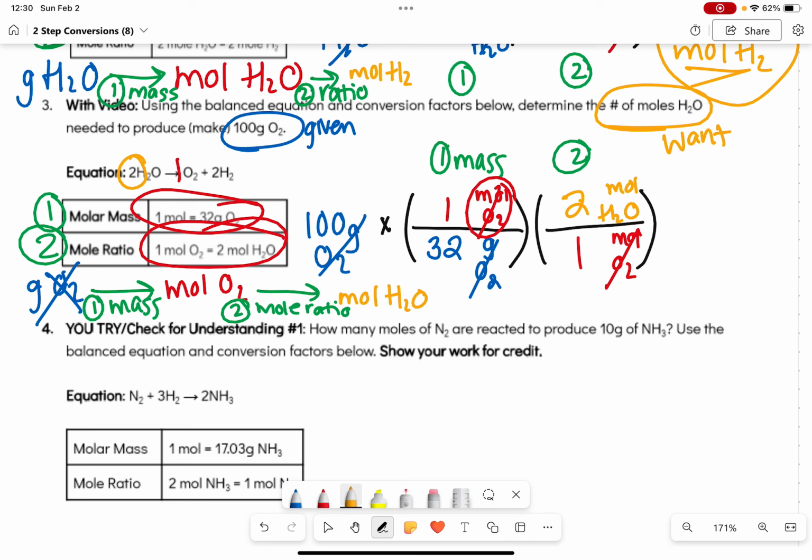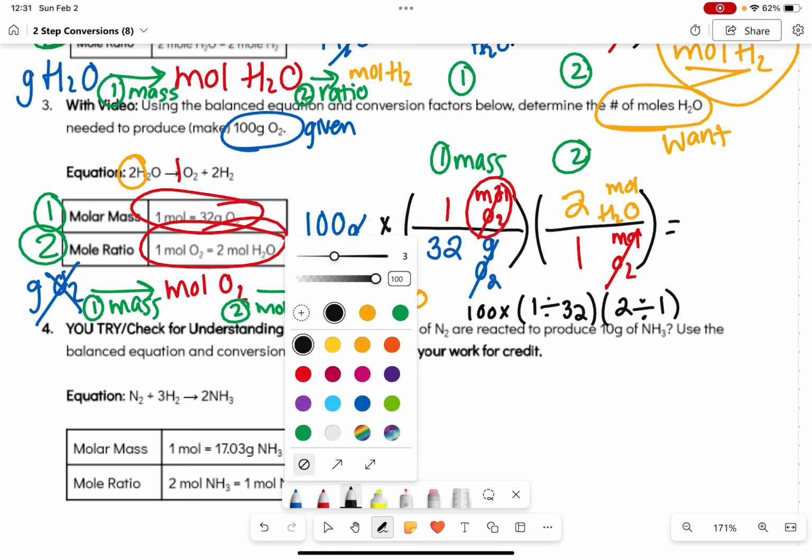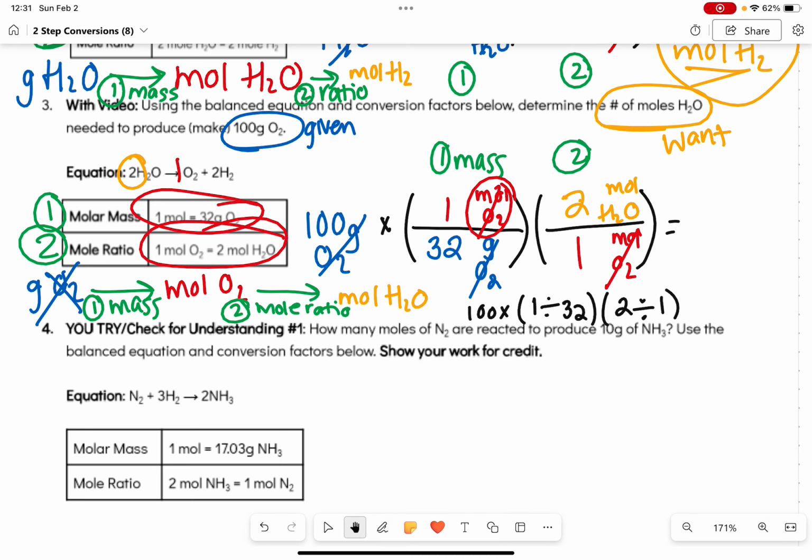Now you can put this in your calculator and solve. So it would be 100 times parenthesis, top divided by bottom, 1 divided by 32, parenthesis, new parenthesis, 2 divided by 1, parenthesis. Then you can hit enter. So your answer would be 6.25 moles H2O. So not only do we have our number, we have our unit, we have moles, and we have our substance.